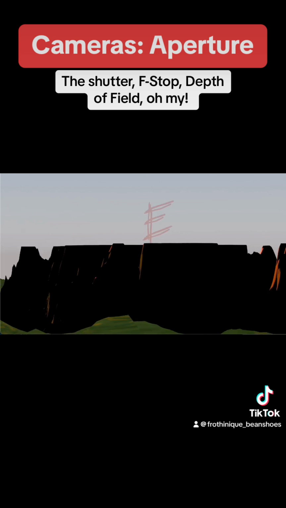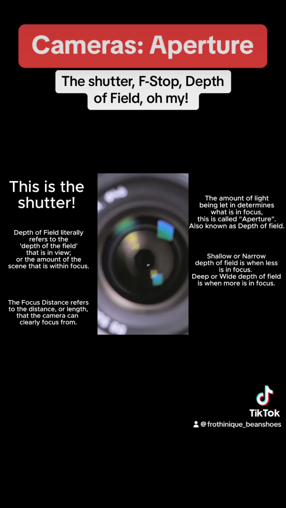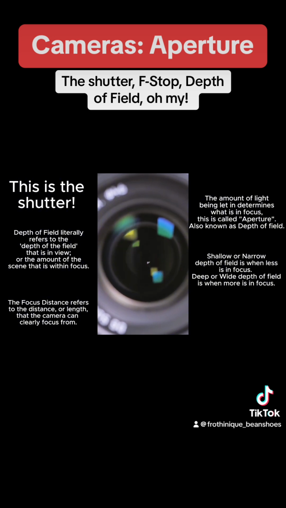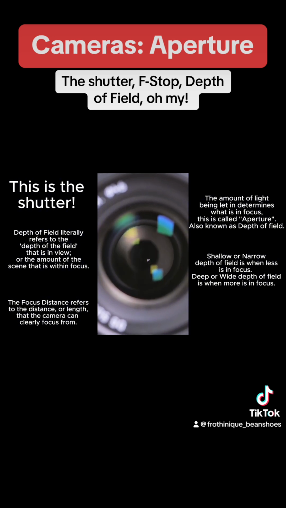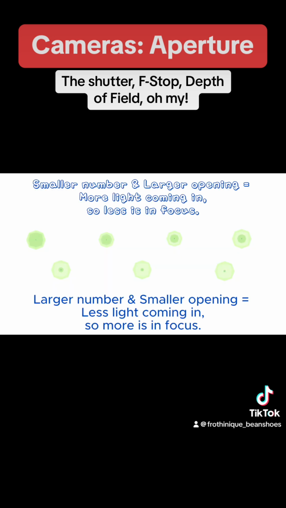The smaller the number, the more light being let in, and the higher the number, the less light being let in. This is what a shutter looks like. And as I mentioned before, how much light being let in determines what is in focus, and that is called depth of field. And the shortest distance that a camera can focus from is called the focus distance.